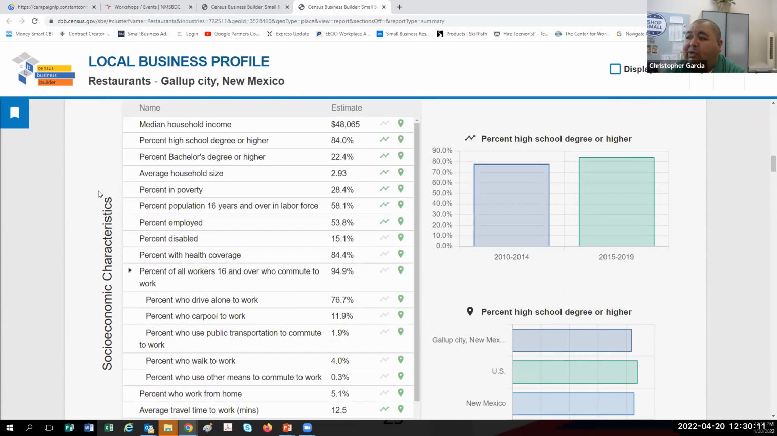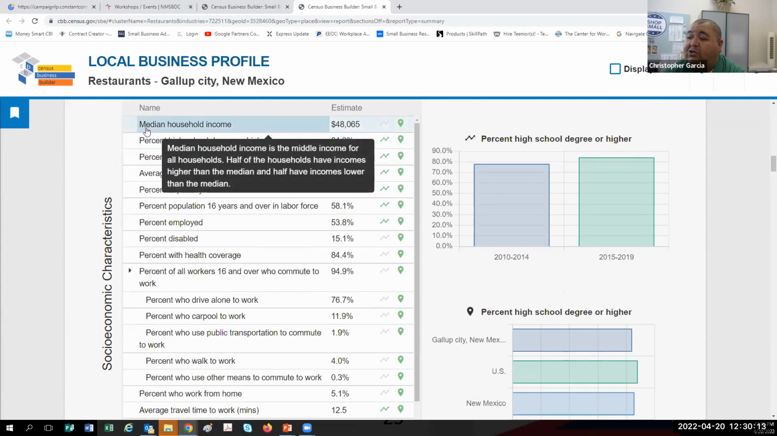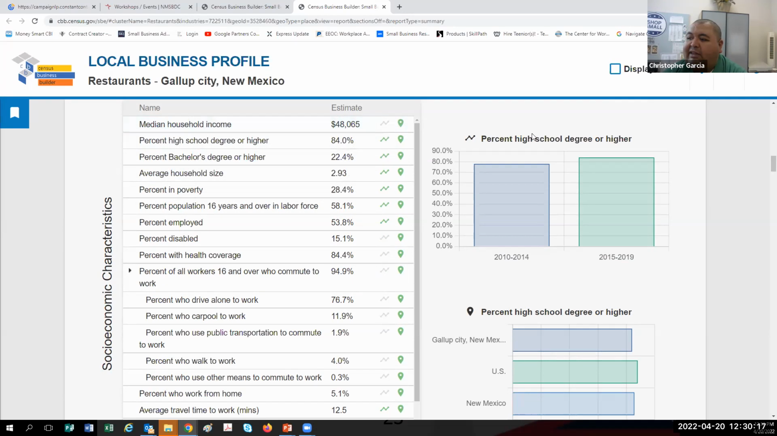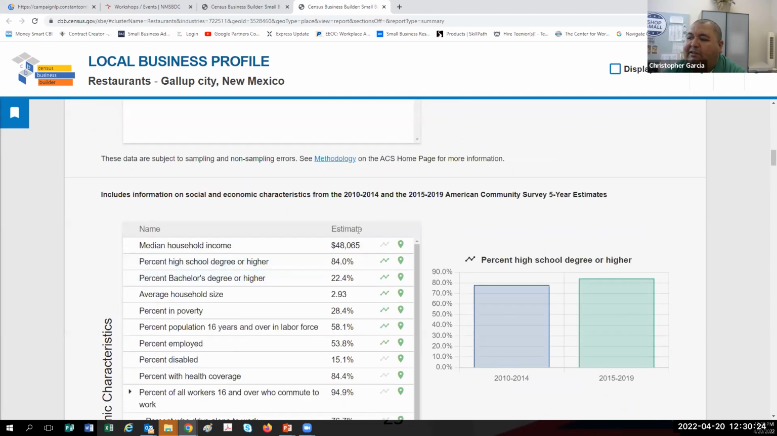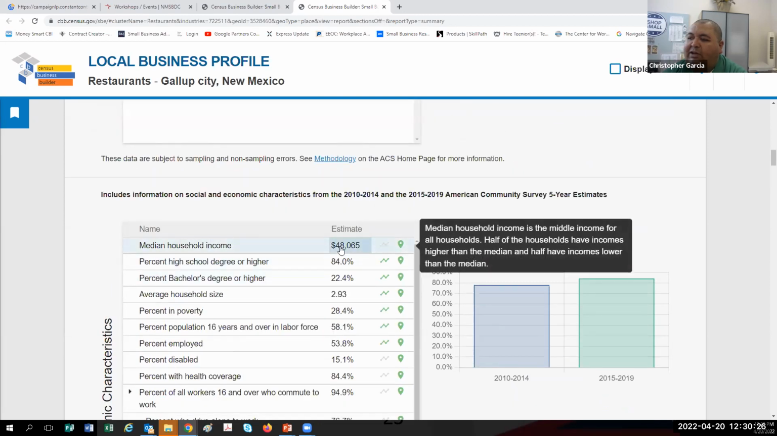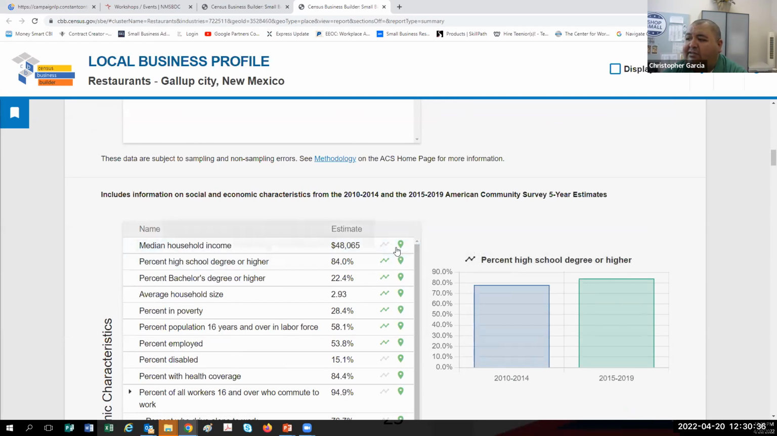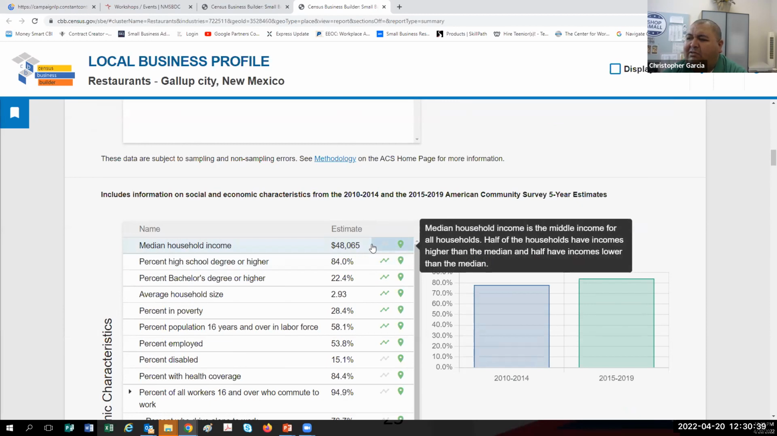It gives you some socioeconomic characteristics. So the median household income in Gallup is 48,065. That's a great indicator right there, especially if you want to start a small business. My rule of thumb is if you want to start a restaurant or retail type business, it's great to go into a place that has a median household income at or above the national average. And I think the national average is around 60,000 a year.